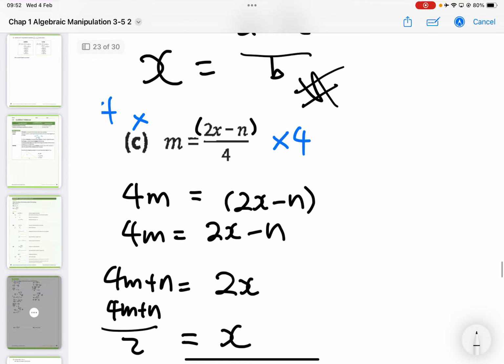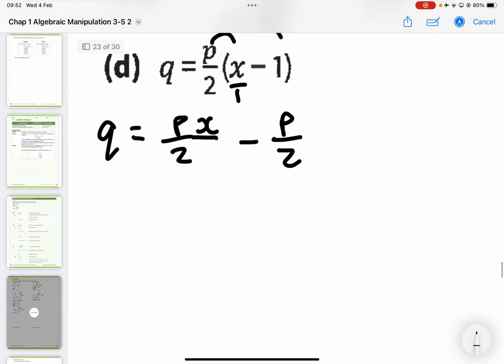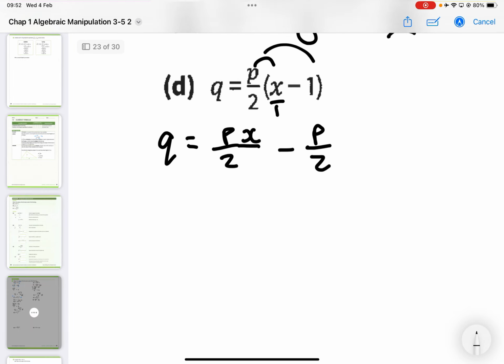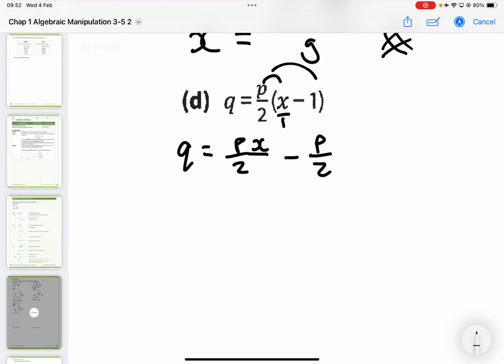My x is multiplied to something. So multiplication of something, I cannot deal with it first. I get rid of this first. Does this become a fraction? If I am bringing the p over 2 across, it just becomes like that only.